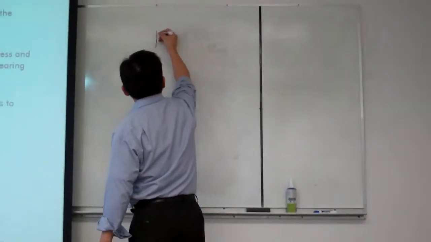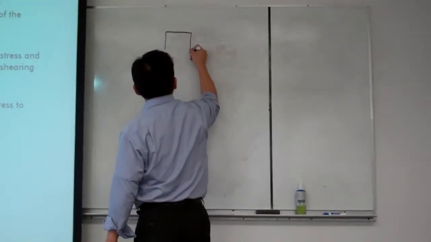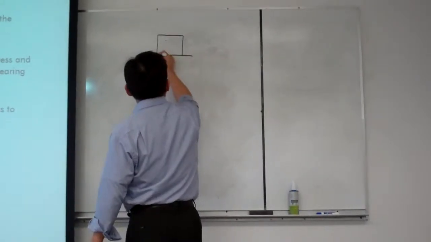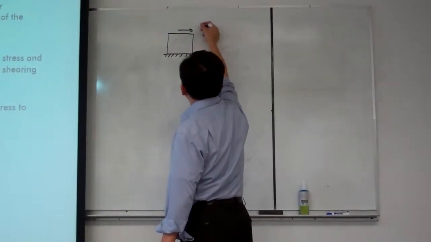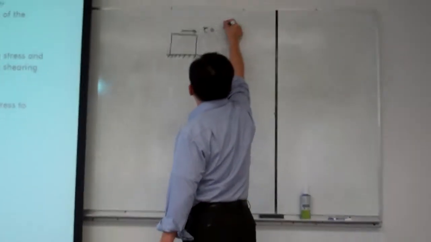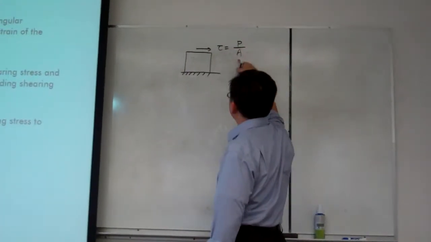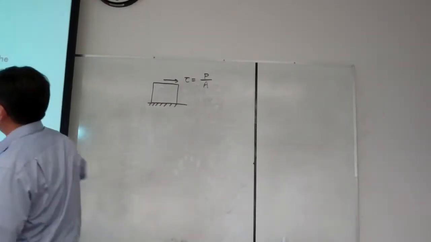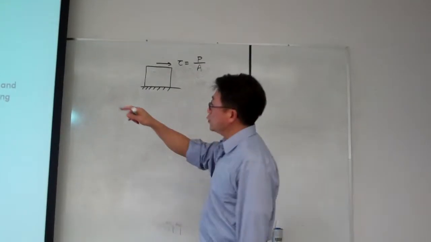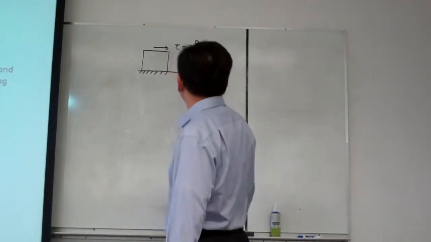So our material model is this, and the bottom is fixed. And on the top, we have the shear stress, equal to P divided by the area of the top surface, and here the area equals 2.5 by 8.